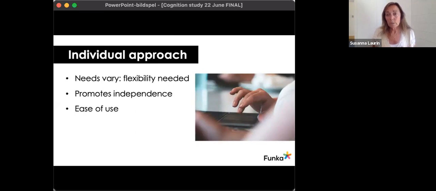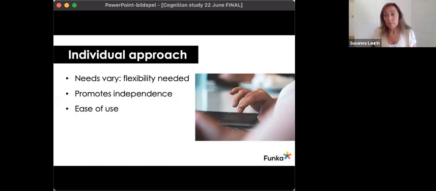If done in the right way, it does promote independence, of course, but it's a balance between the promotion of independence and a potential stigma if you need to ask for something specific, or if you have to have some clumsy assistive technology that nobody else has. So it's also something you need to be a little bit careful about when you talk about the individual solutions.